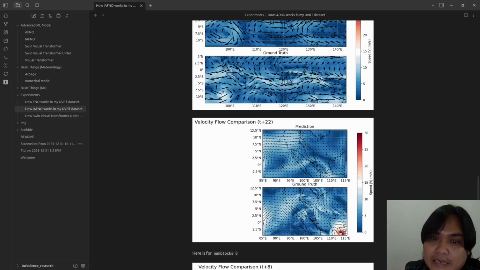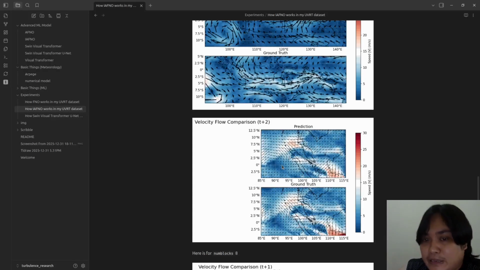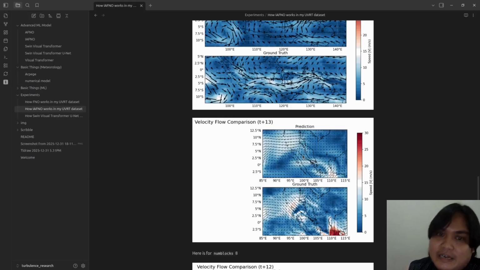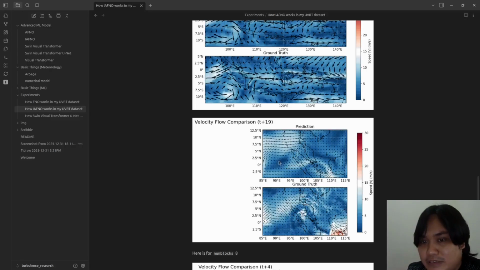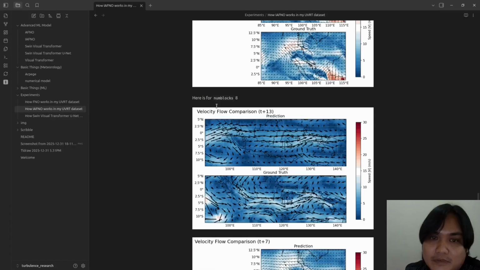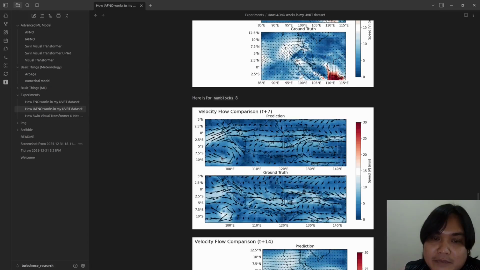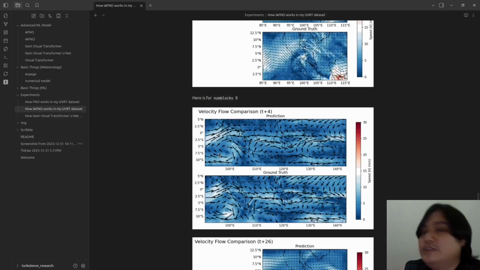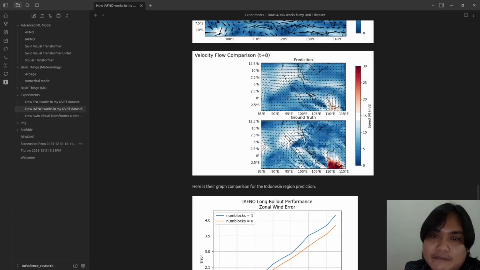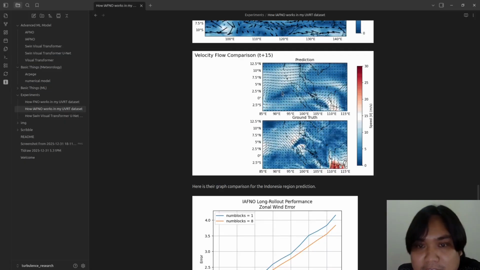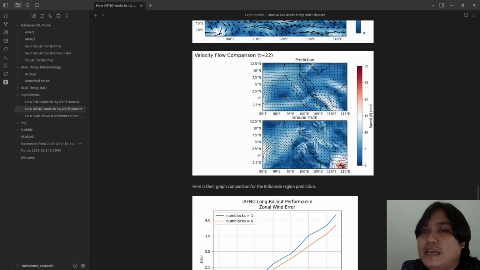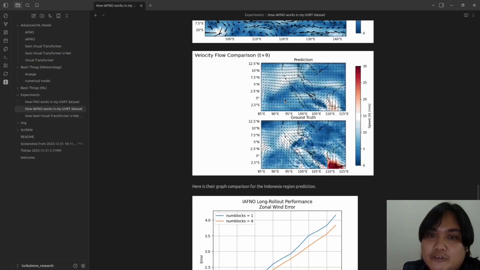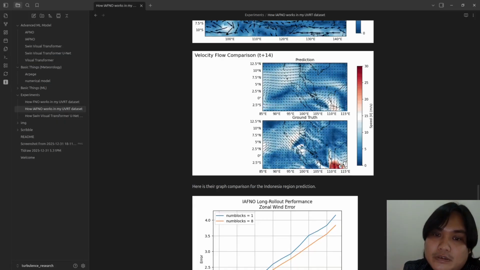But with IAFNO num blocks 1, they predict that this cyclone will go extinct. As you can see, as time goes on, the cyclone is gone. For num block 8, it can also predict the cyclonic pattern movement here. And for the Senyar cyclone case, I think it's the same as IAFNO with num block 1. IAFNO here also predicts the extinction of the cyclone.